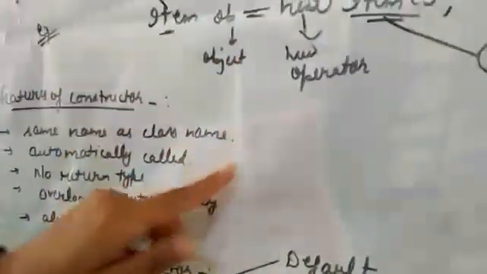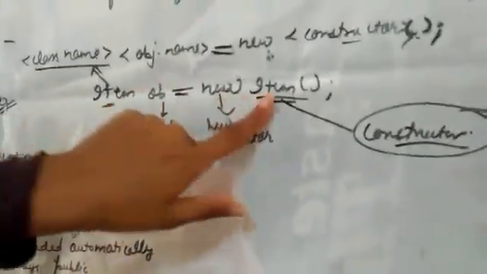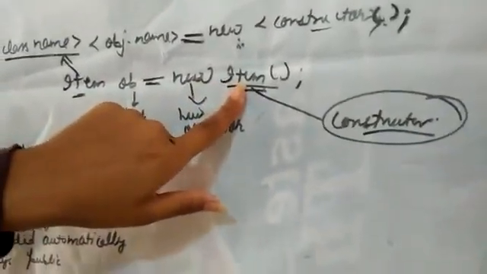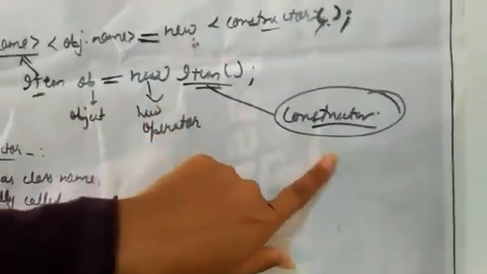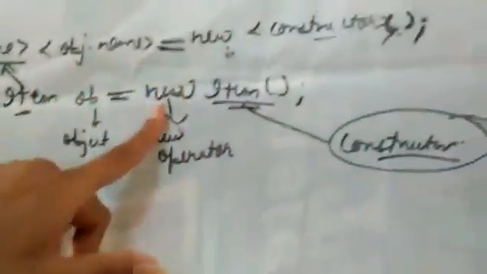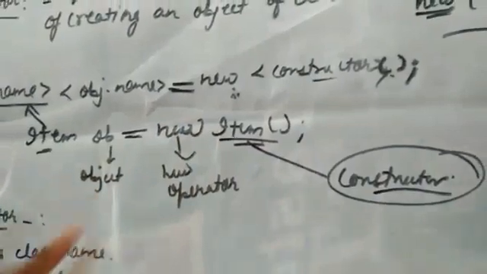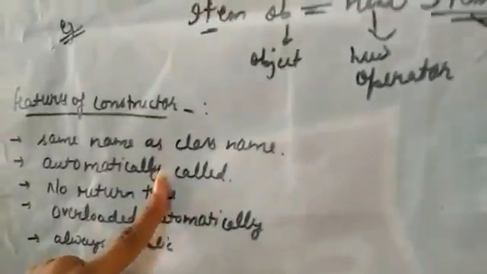Suppose, with reference to the above example, the method item has the same name as the name of its class. Hence, it is a constructor. Second, it is automatically invoked. It means the constructor is called while creating an object. It is called when we are creating a new object. So, it is automatically called. It is one of the most important features.